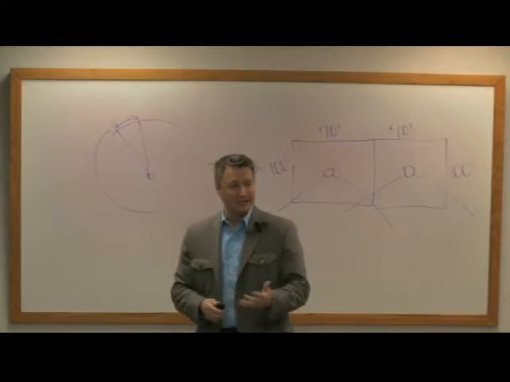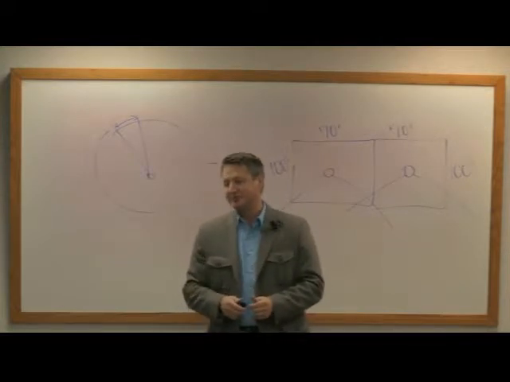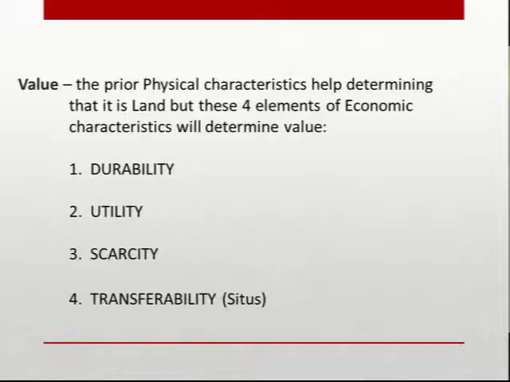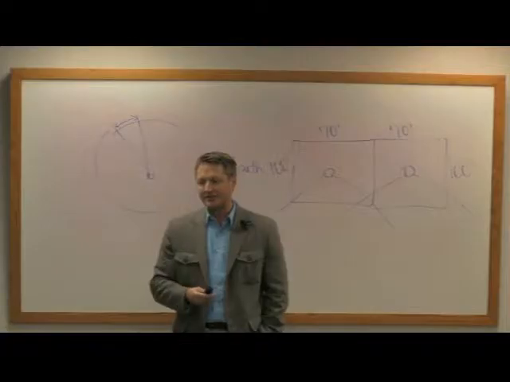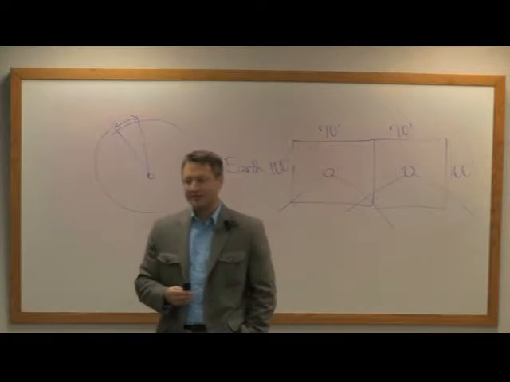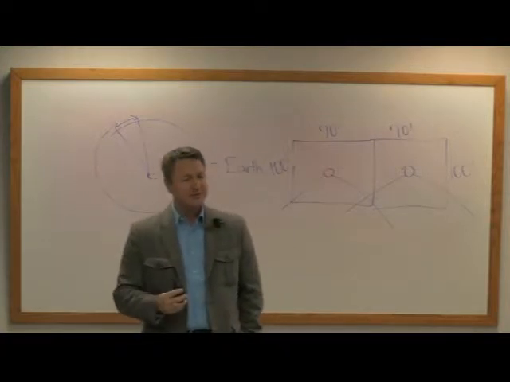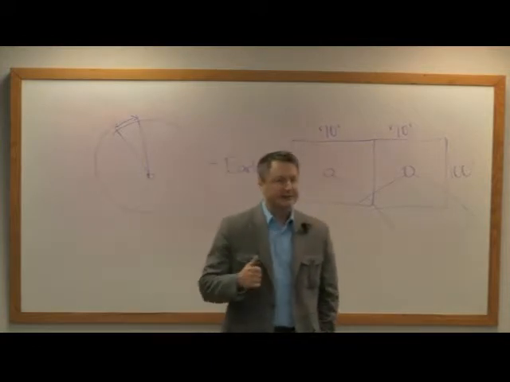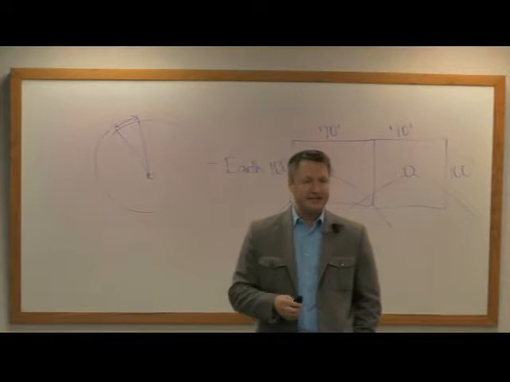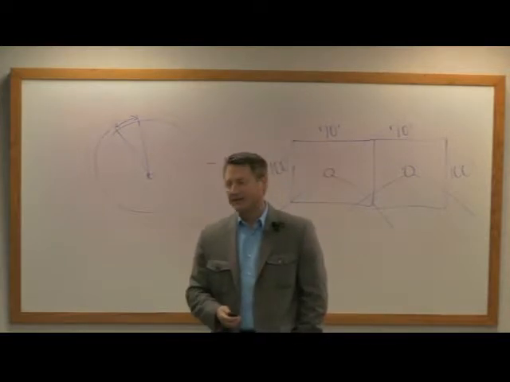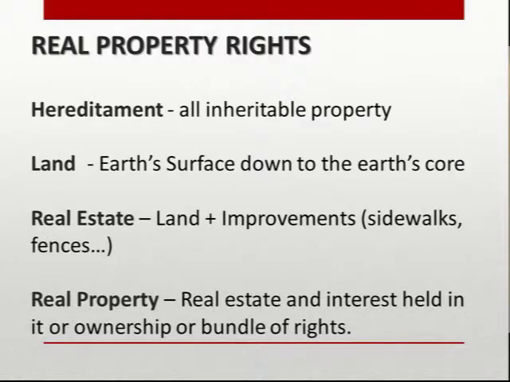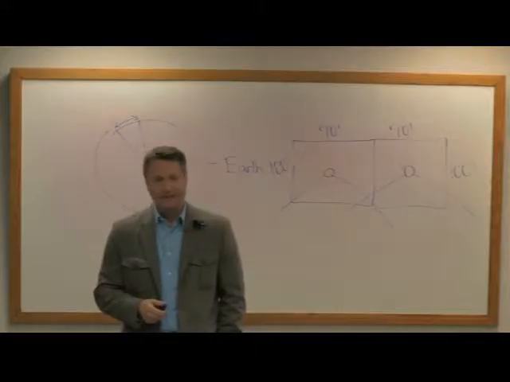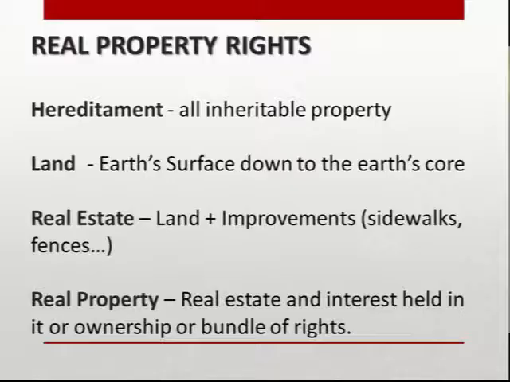But again, it's location that's going to give you your value, either taken away or adding to it. Value, while we're on that subject, there's a definition. The prior physical characteristics help determine that it is land, but these four elements contribute to the value. So again, please remember this acrostic, DUST, and that these are the ones that either add or take away from the value. Real property rights is the next one. I just want to get through the first term, hereditament.